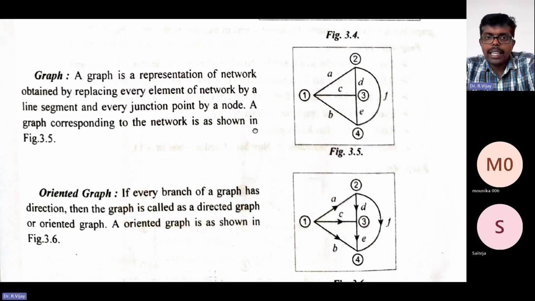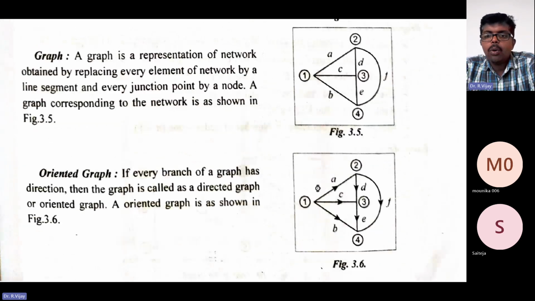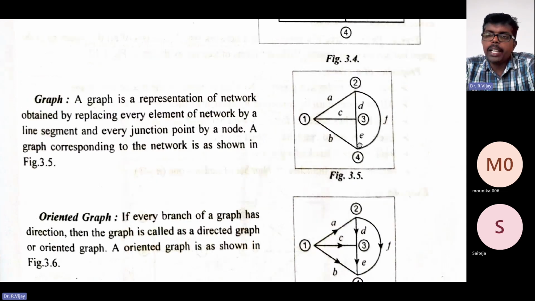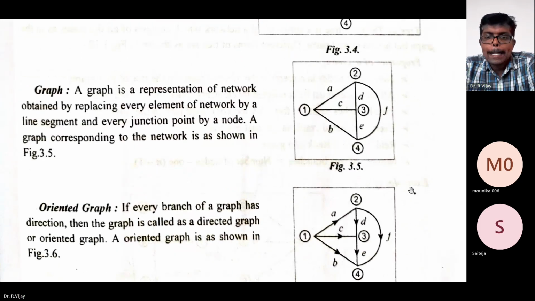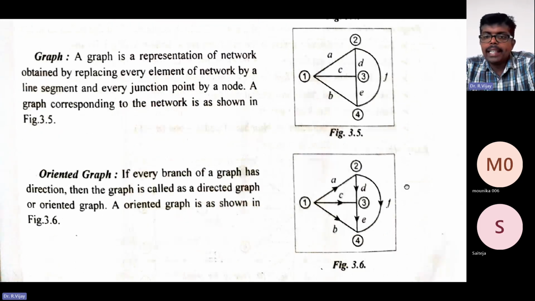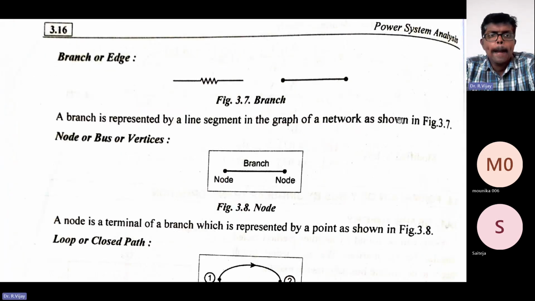You need to understand the difference between the network, the graph and the oriented graph, so that if any network is given in a problem, you can easily convert it into a graph as well as an oriented graph based on the network. Understood? Next step.